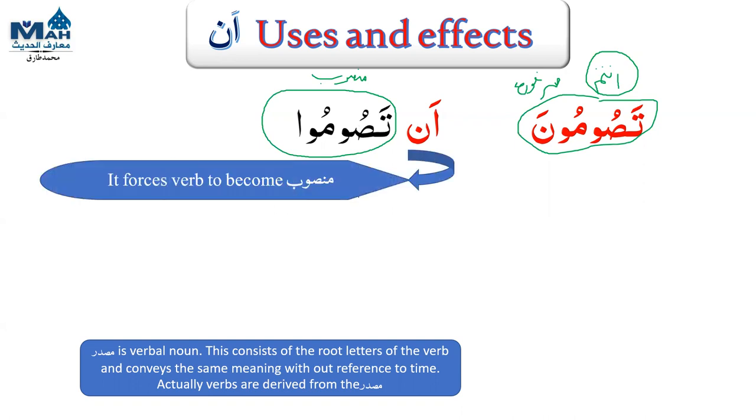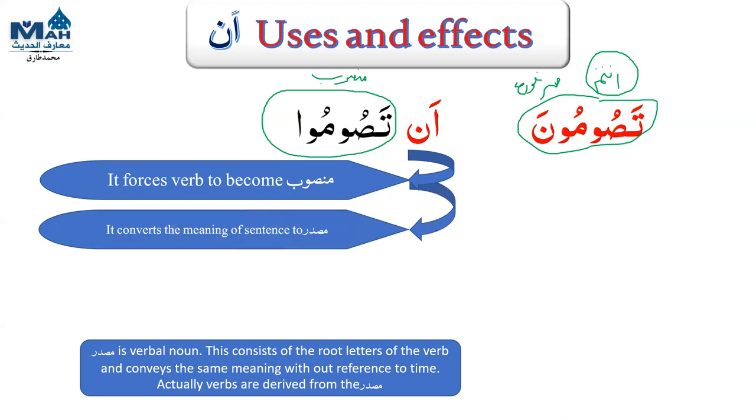Good. Mansub. So can you read the explanation? First, it forces the verb to become mansub. Good. So the first action is done. Second, it converts the meaning of a sentence to masdar. Can you read the explanation below about the masdar? Masdar is a verbal noun. It consists of the root letters of the verb and conveys the same meaning without reference to time. Actually, verbs are derived from the masdar.